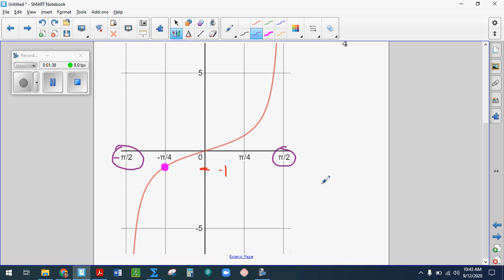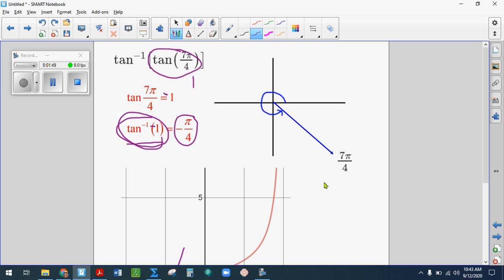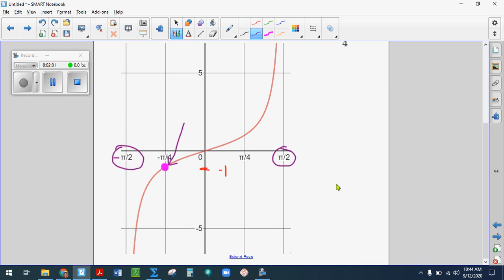Well, here's my graph within my restricted domain, negative pi over 2 to pi over 2. Where does tangent equal negative 1? That's at negative pi over 4. That's the only answer. Some of you were saying 3 pi over 4. Some of you were saying 7 pi over 4 because you're using the idea of an inverse composite function. Okay? But the understanding of where we're getting our answers from is what I'm testing you on with this question.